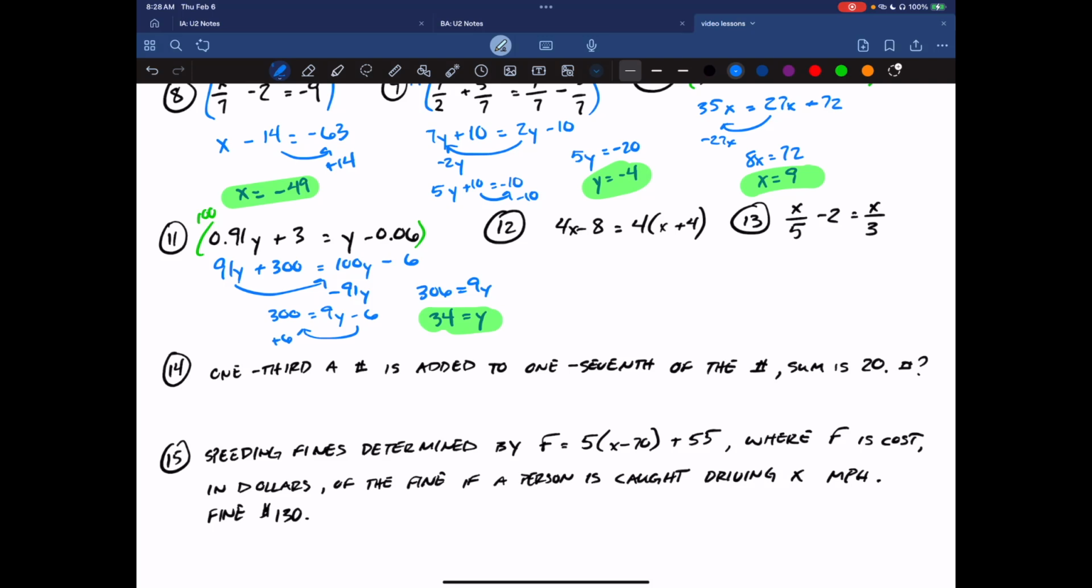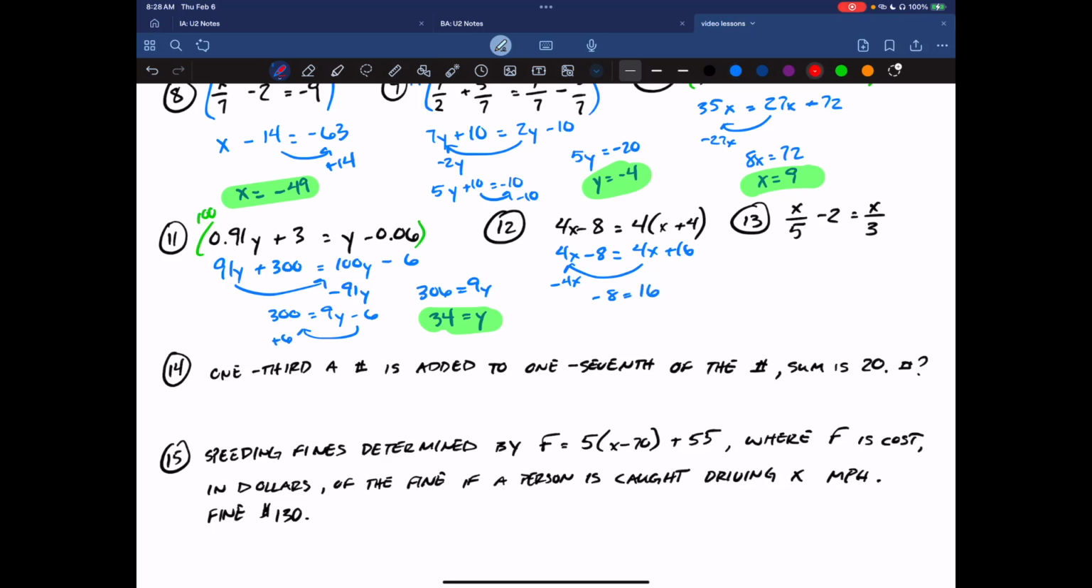34. Now, pay close attention to 12. On 12, I don't have to do anything over here, but I do need to distribute on the right side. So it's going to be 4x plus 16. Now if I move the 4x, you'll notice that it falls out. And so now I'm left with negative 8 equals positive 16, right?